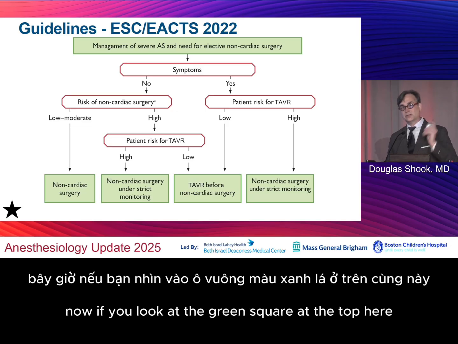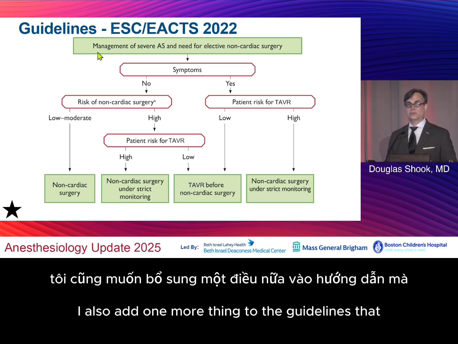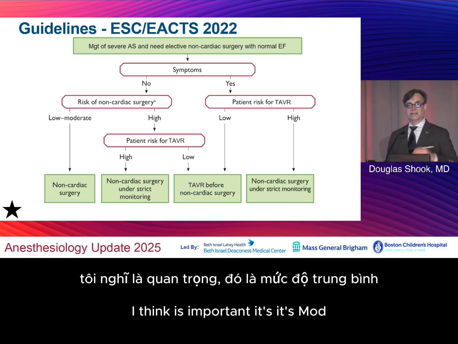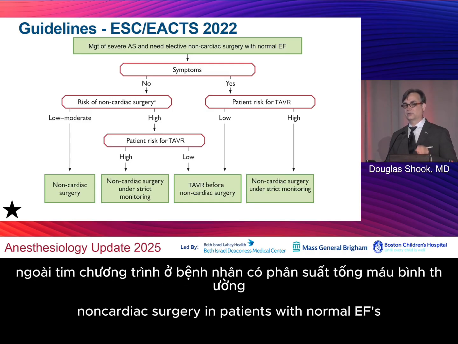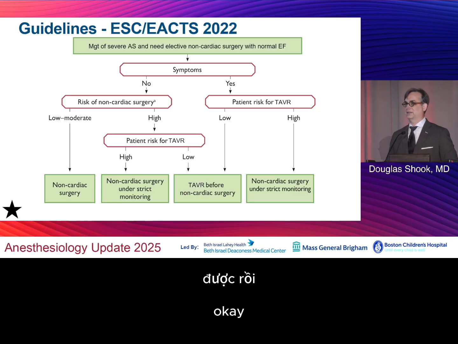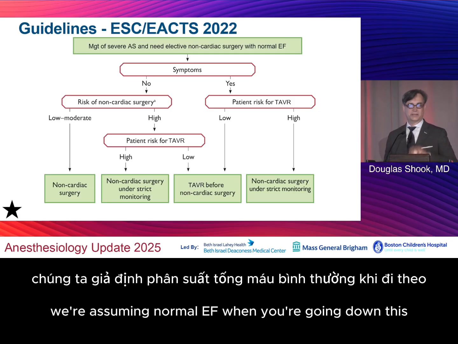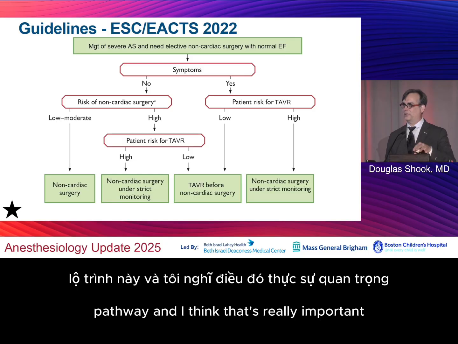Now, if you look at the green square at the top here, I also add one more thing to the guidelines that I think is important. It's management of severe AS and need for elective non-cardiac surgery in patients with normal EFs. Okay? We're assuming normal EF when you're going down this pathway, and I think that's really important.